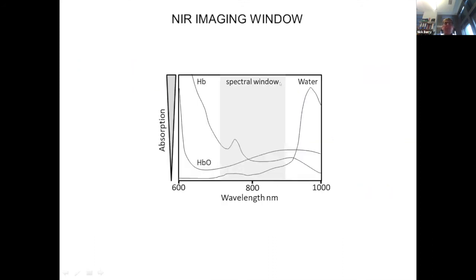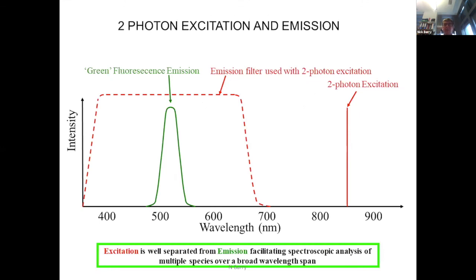This is indicated by the water absorption and hemoglobin absorption. Hemoglobin absorption is dropping off as you get into the infrared. Water has this peak somewhere here, and between the two is the spectral window where multiphoton microscopes actually work. Nowadays, they'll go out much further, to 1500 nanometers. Your excitation is way out here, and your detection is back in the visible again. So you can use simpler emission filters and excitation filters.